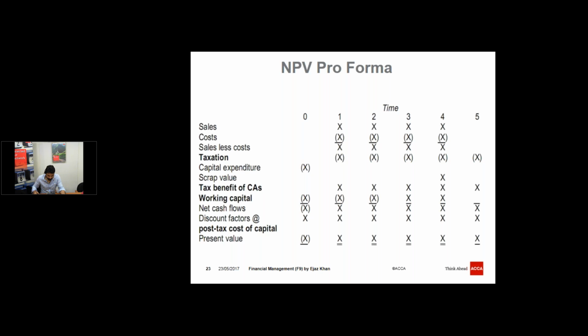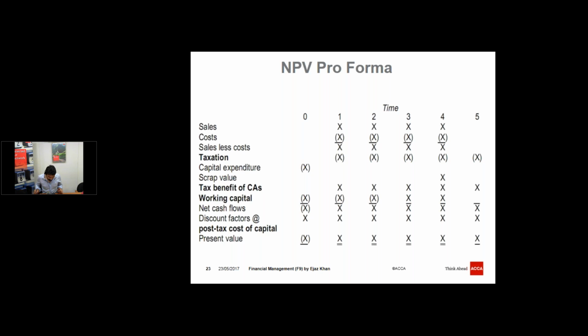In all our previous examples, we were given the net cash flows for the year. So all we had to do was to calculate the present values. Now we have to learn how to calculate these net cash flows for every year before we can discount them. So we have this NPV, net present value pro forma, on your screen. Let us discuss the contents of this NPV pro forma. It's not the complete list of items that will come in the NPV pro forma, but it will give you a good guidance of how we calculate net cash flows.